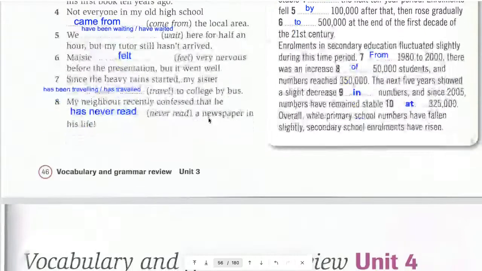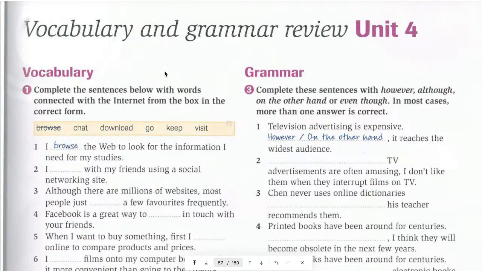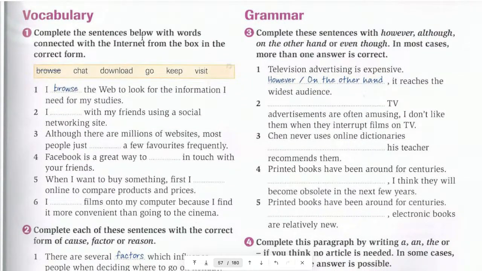Okay, and then you can move on to the next page, vocabulary and grammar review unit 4. So the first assignment, vocabulary. Number 1, complete the sentences below with words connected with the internet from the box in the correct form. For example, in number 1, I browse the web to look for the information I need for my studies. It's very easy to do it quickly, guys.